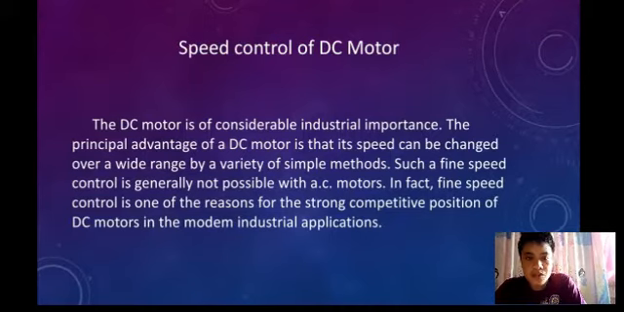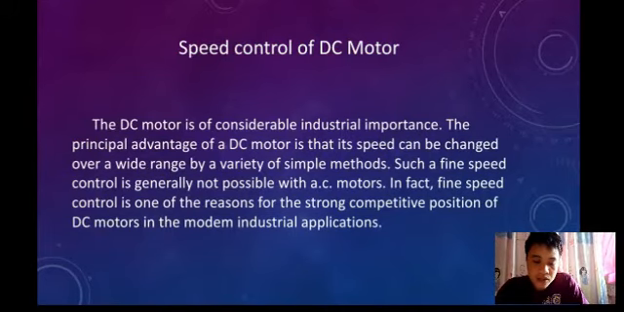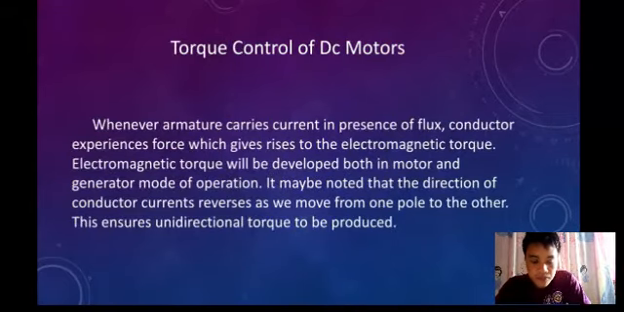Speed control of DC motor. The DC motor is of considerable industrial importance. The principal advantage of a DC motor is that its speed can be changed over a wide range by a variety of simple methods. Such fine speed control is generally not possible with AC motors. In fact, fine speed control is one of the reasons for the strong competitive position of DC motors in modern industrial applications.